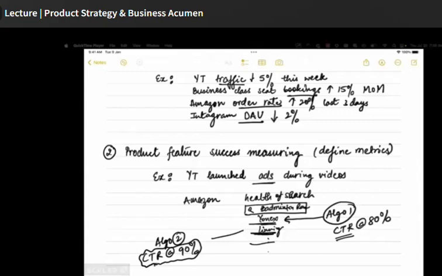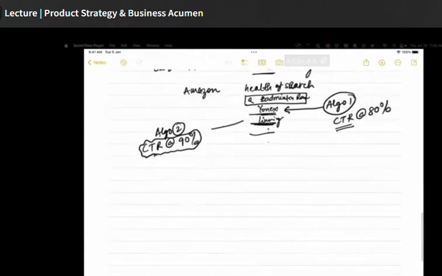I'm launching a feature. I'm launching an Instagram reel feature. Are the reels doing good or not? How would you tell it? You'll measure it. And for measuring, we define a metric. That's what we'll see. Third is product launch recommendation.